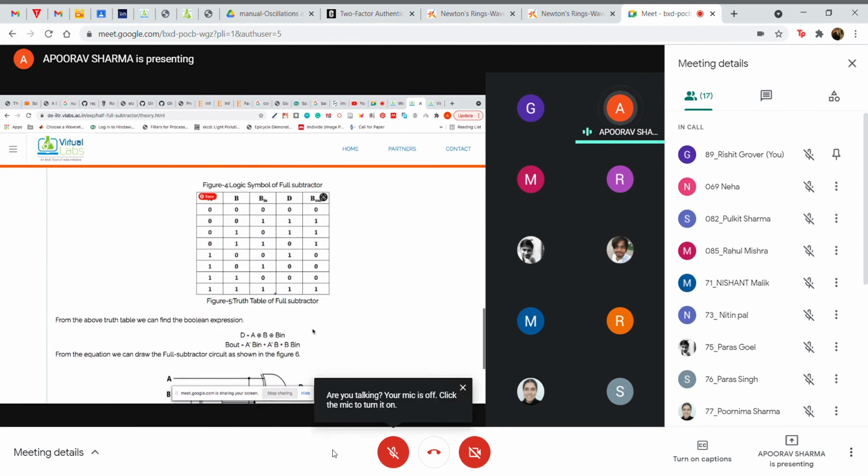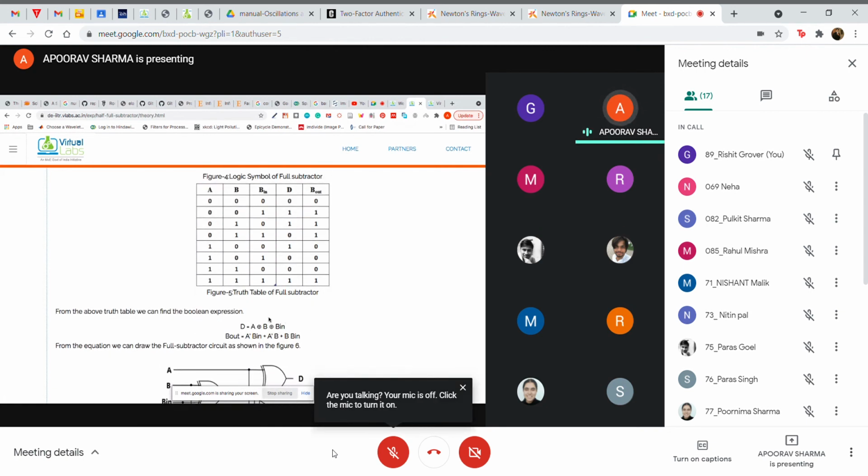Okay, so if you look at the Boolean expression of the difference operator, you will notice that it is similar to your full adder circuit, which is A XOR B XOR C. So in the place of C out, here it becomes B in, that is borrow in. So D is equal to A XOR B XOR borrow input.